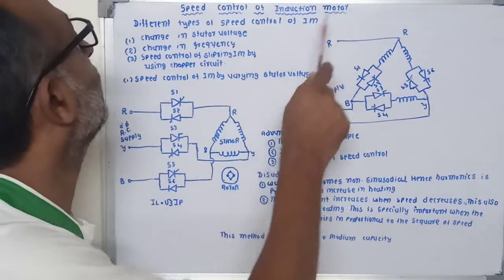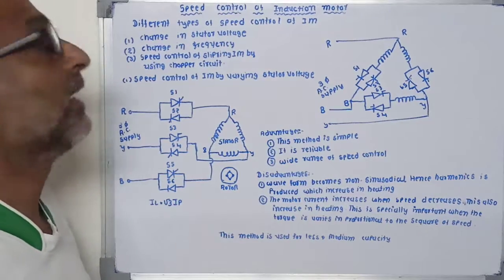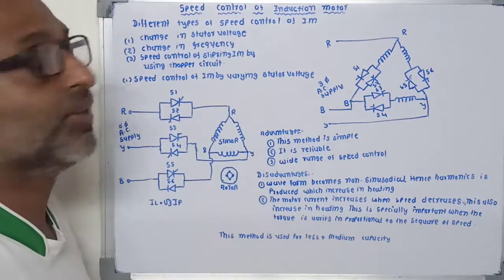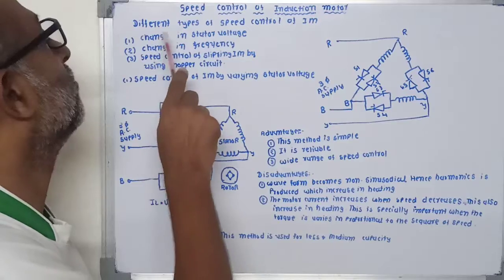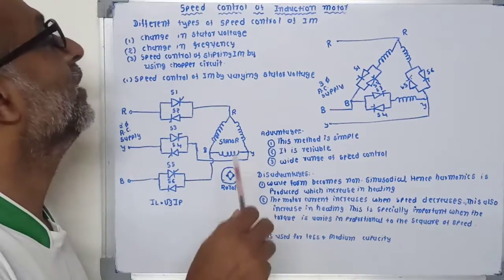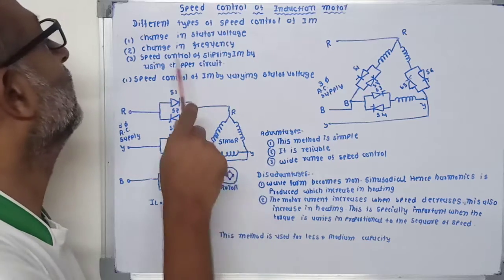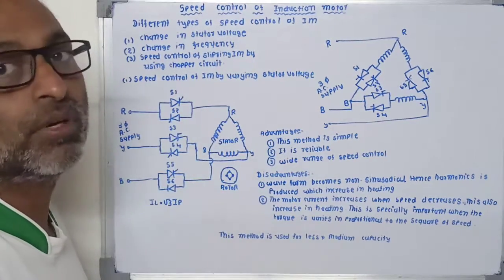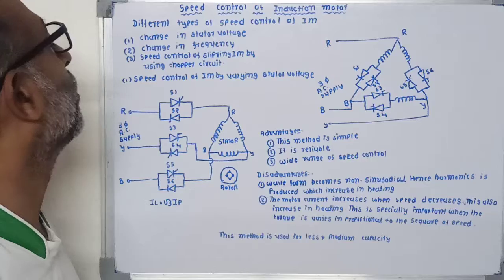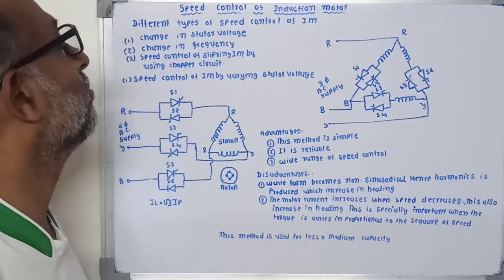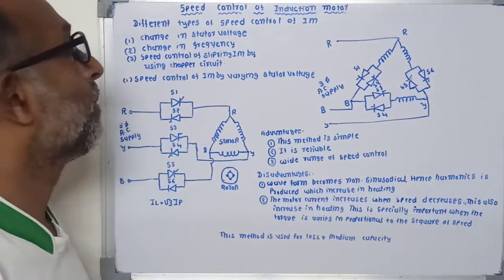Speed control of induction motor. There are different types of methods used for the speed control of induction motor. First, by varying the stator voltage applied to the motor. Second, by changing the frequency of the induction motor. And third, speed control of slip ring induction type motors by using a chopper circuit.